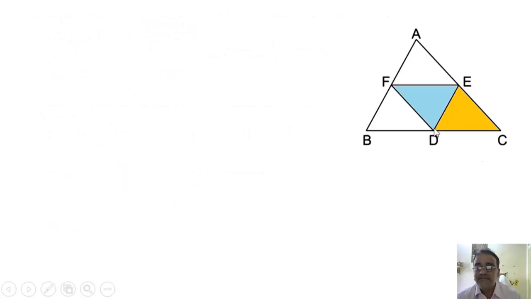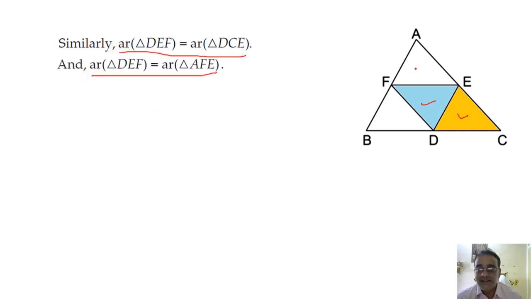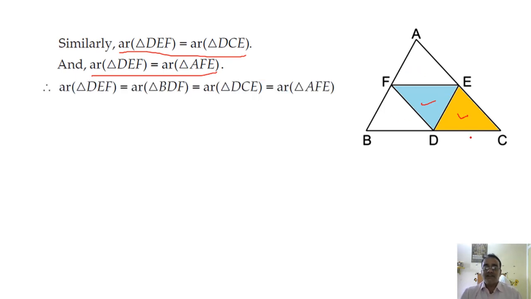Now next, these two areas are also equal, because we have shown that this is a parallelogram and D is a diagonal. These two areas are also equal because FE is a diagonal of this parallelogram. So area of these two triangles are equal, area of these two triangles are equal. That means all areas are equal to each other. Any doubt in this part?